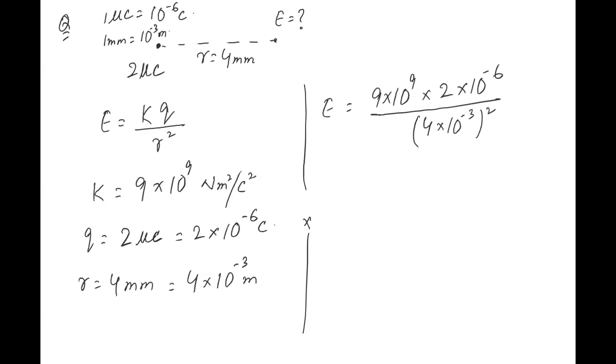Let us solve now. See, 9 and 2 will become 18 into, this is plus power 9 and this is minus 6, so this will become 10 to the power 3. Is it clear, beta? Yes, sir. Good.